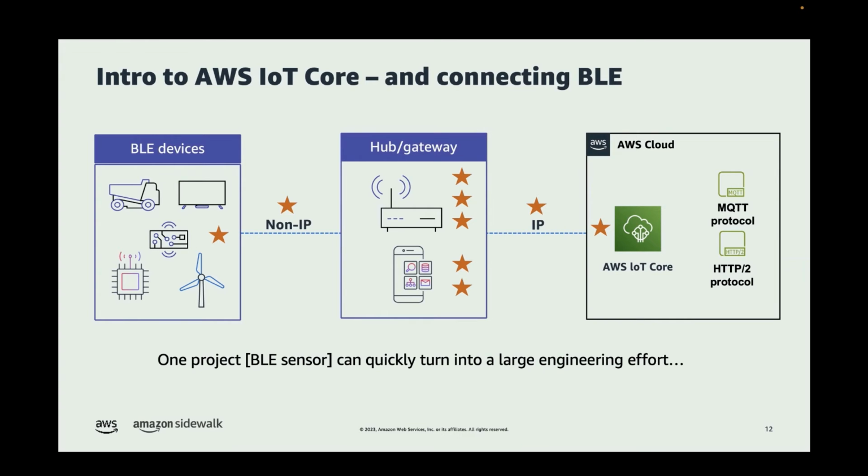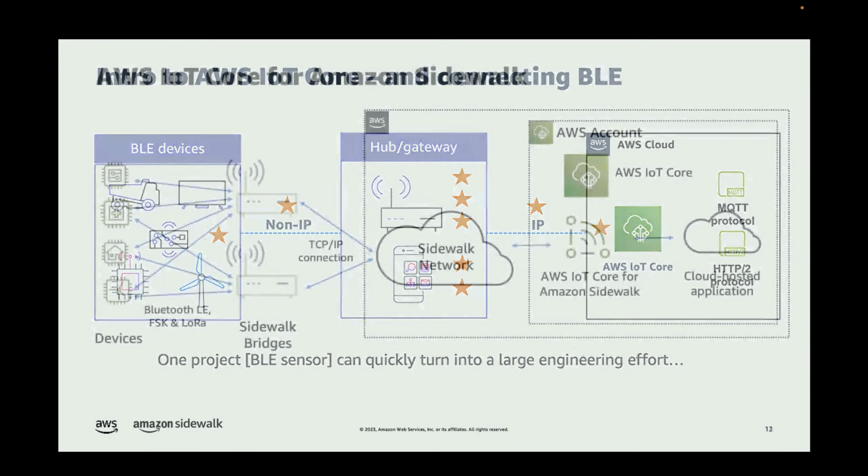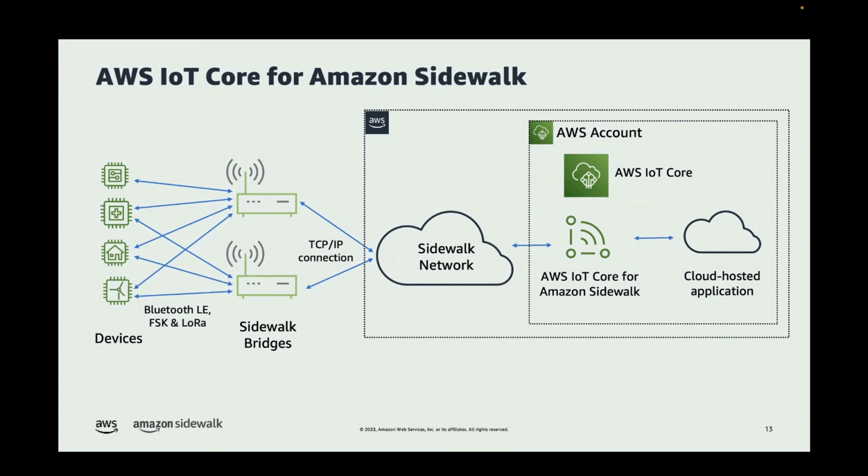But this is really why I'm so excited for what Amazon Sidewalk and AWS IoT Core bring to the table for BLE devices. With Sidewalk and IoT Core for Amazon Sidewalk, or integration to the network, the undifferentiated heavy lift of the gateway and protocol translation is managed for you, is handled for you. And it enables devices to roam by default.